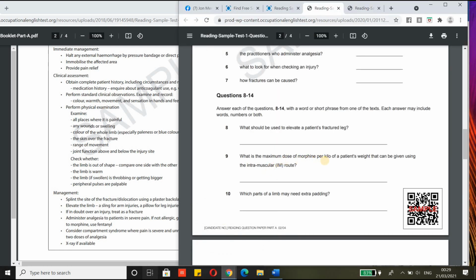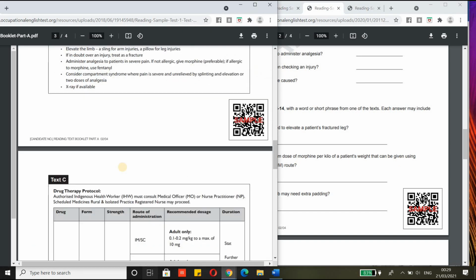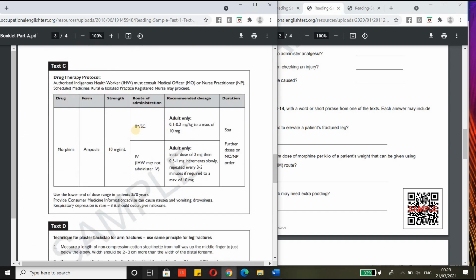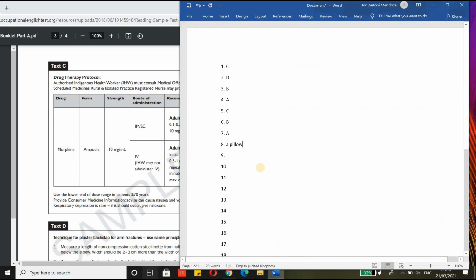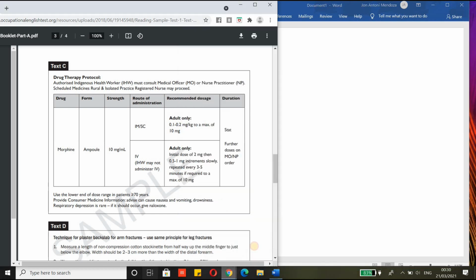So maximum dose of morphine per kilo of patient's weight can be given using the IM route. So medications, IM, morphine, adult 0.1 to 0.2 milligram per kilogram to a maximum of 10, but it's asking per kilo, so I'd put 0.2 milligram per kilo.